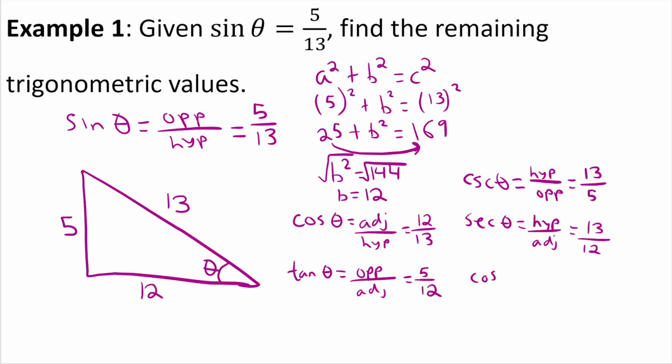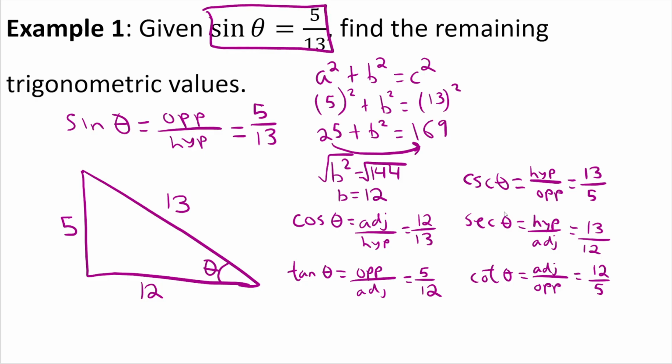Oops, that's supposed to be cotangent. That's a T right here. Cotangent of theta would be equal to adjacent over opposite. Now that's going to be 12 over 5. All right, so that's essentially the goal of finding the remaining trigonometric values given one of the trig values here. So in this case, we were given sine. So then our goal would have been to find cosine, tangent, cosecant, and secant.